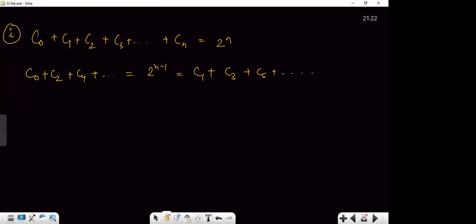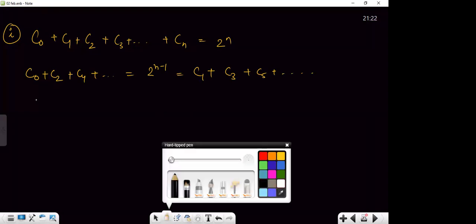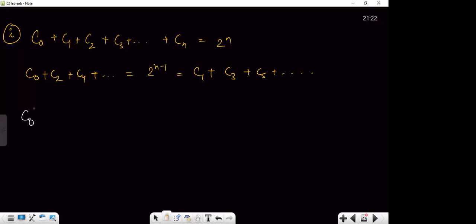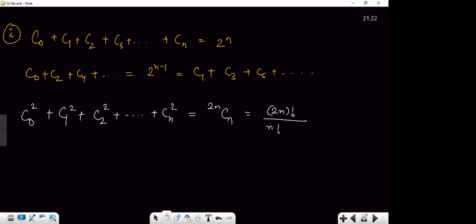Some more important results. nC0 whole square plus nC1 whole square plus nC2 whole square plus dot dot dot plus nCn whole square. This is equal to 2nCn, which can be further expanded and written as 2n factorial divided by n factorial whole square. It's better to remember 2nCn.